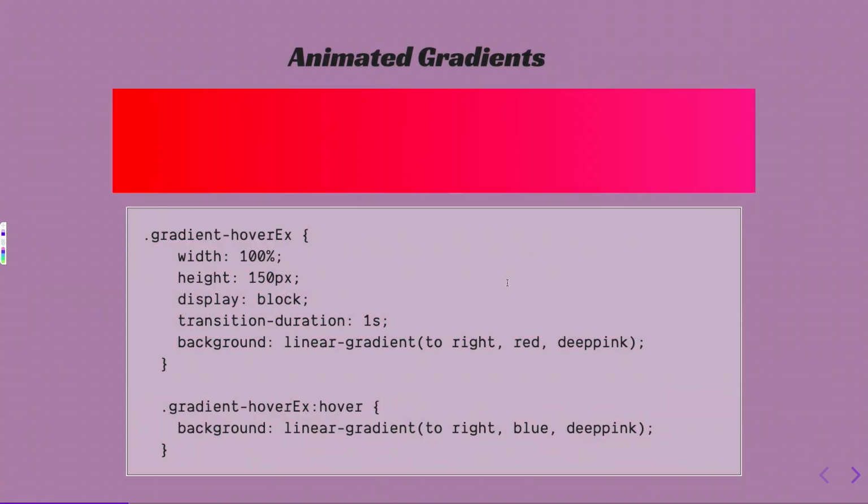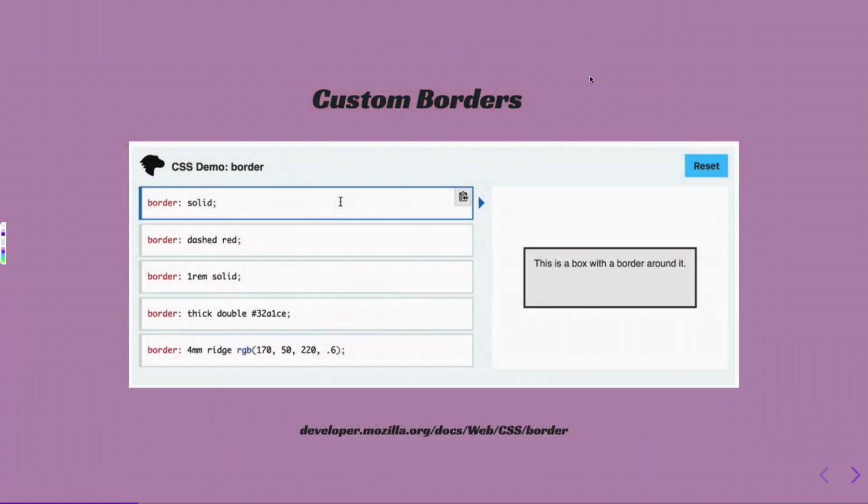Animated gradients are another thing that doesn't really exist in CSS of today. And so what I have here is an example div that's going from red to deep pink, and I'm changing it to go to blue when you hover. So instead of red to deep pink, it's going to blue to deep pink. But you can't have that transition nicely, even though I have a transition duration property here, because the browser doesn't understand that this is a color value that can be interpolated. So it's another thing that you can't really do.